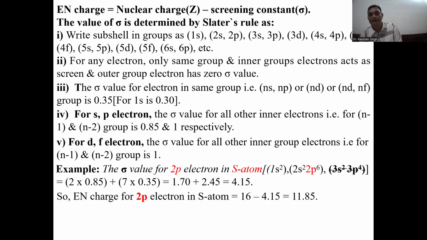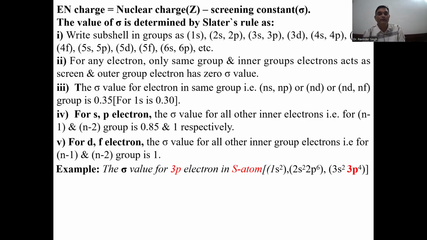OK, so the next question is: now we will calculate the effective nuclear charge experienced by the 3p electron in case of the sulfur. So for the 3p, there is no other outer shell electrons. So all electrons are present inner to it.